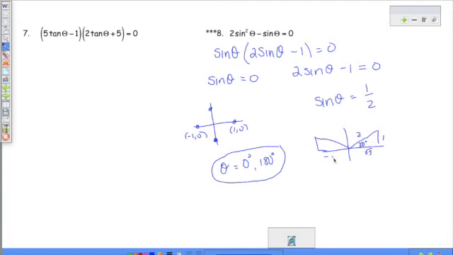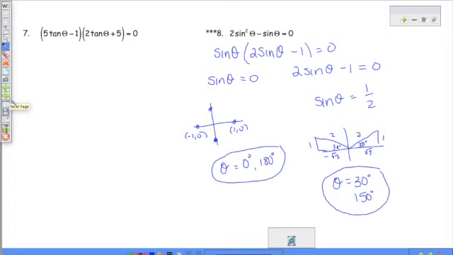Guys, I'll say it right now. If you are someone who doesn't know your special right triangles at this point, you're in trouble and you have to learn them. So 30, 30, so that would be 30 and 150. 30 degrees and 150 degrees. Okay, so yeah, Algebra 2, Algebra 1 factoring does not go away.